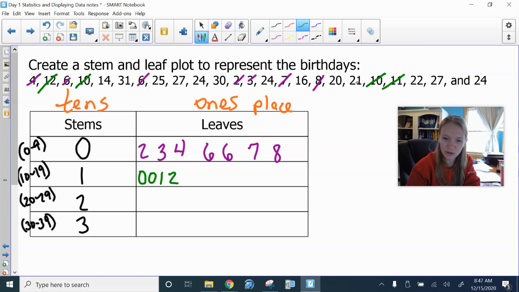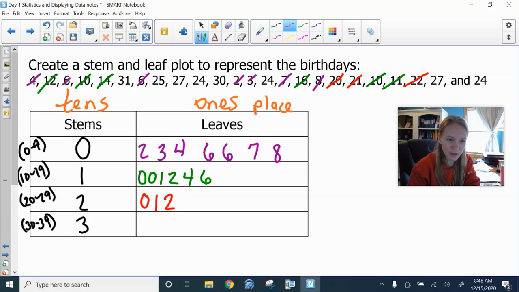Scanning through, I don't see a 13. I've got a 14, so I'll put a 4. I've got a 16. I'm just looking. Doesn't look like I have anything for 17, 18, or 19. So then I'll look into the 20s. I have a 20, so I'll put a 0 for 20. I have a 21, so I'll put a 1 for 21. I have a 22, so I'll put a 2 for 22.